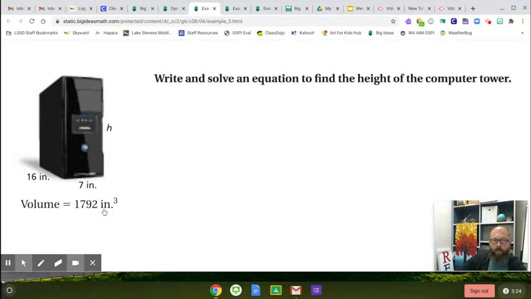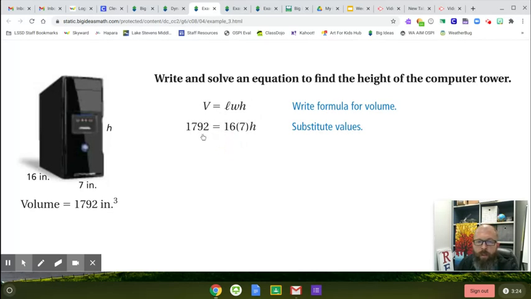So we know that volume is already told for us. So it's still volume equals length times width times height. That's our formula. So now, instead of knowing the height, we know the volume and the length and the width. So we plug in our numbers here. Substitute all the values. We have 1792, 16 for the length, 7 for the width, and the height is going to be an h.